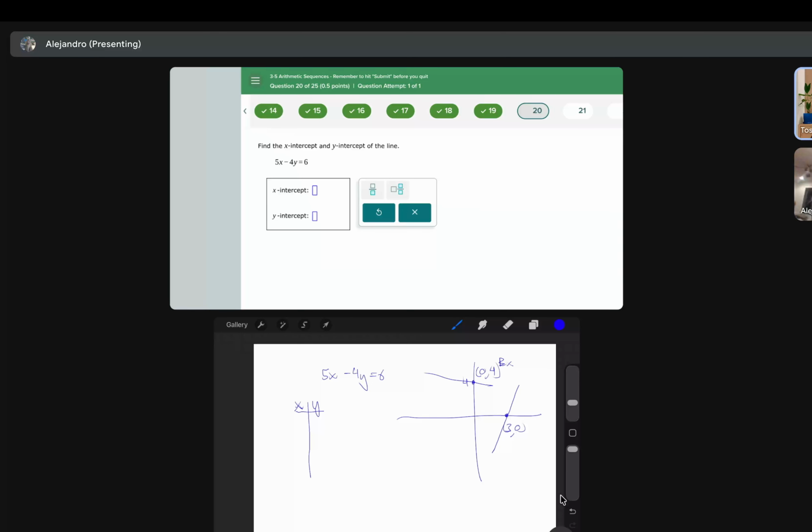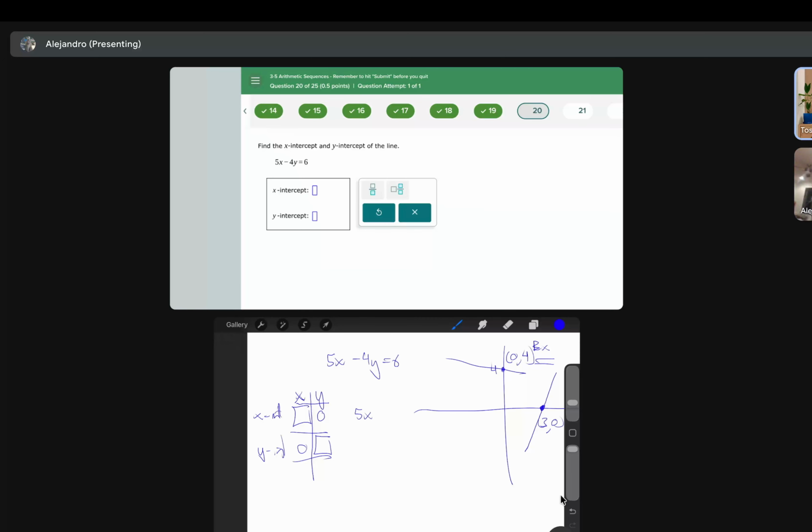So if I do x-intercept, it means that you don't know what x is, but your y is 0. Get it? And vice versa, I'll label it x-int. Here's your y-intercept. Your x is 0, and you don't know what your y is. So 5x minus 4 times 0 equals 6. Get it? So I plug in to solve for my x. So therefore, that whole thing is 0. That's gone. So you're left with 5x equals 6. Divide both sides by 5. So it's 6/5. So therefore, the x-intercept is 6/5. You can write it as a fraction. See, it gave you that option right there, fraction.